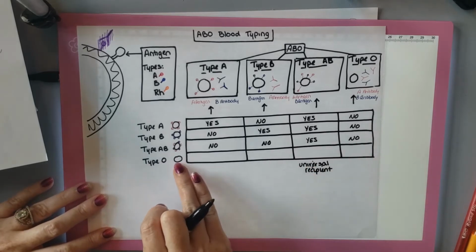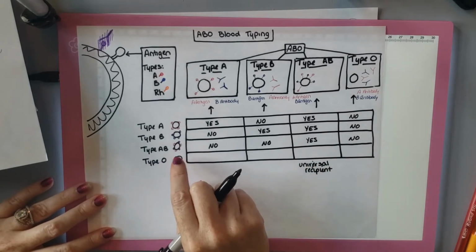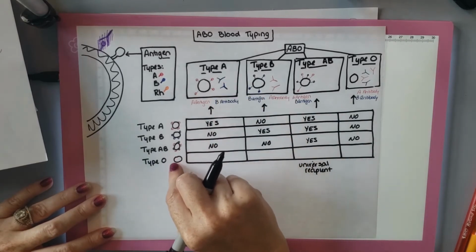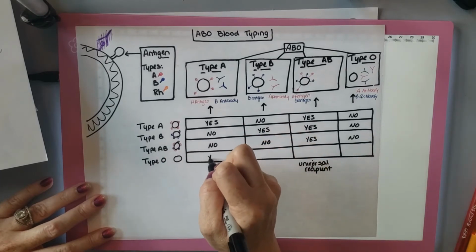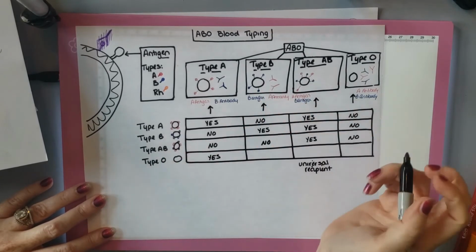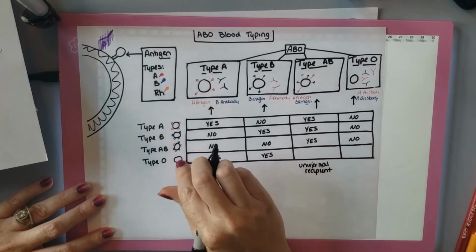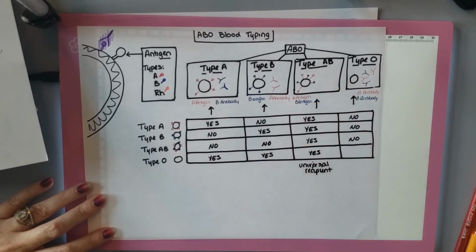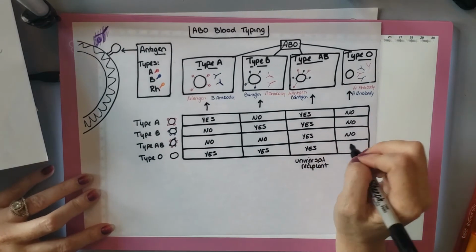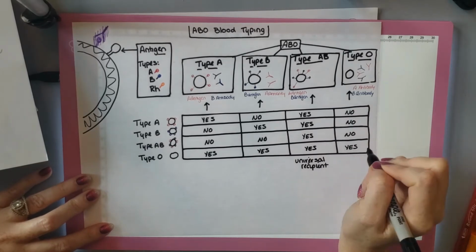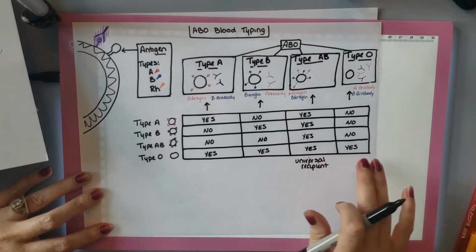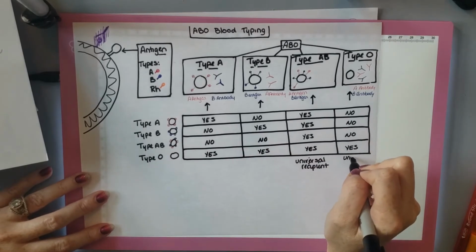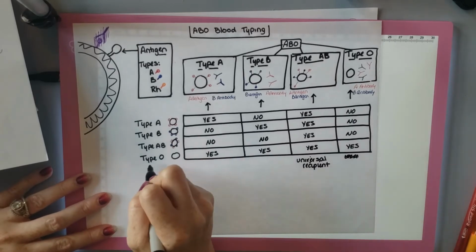So type O looks like this. Can we give this cell to here? I mean, it has those antibodies, but there's no antibodies on here, so sure. Can we give this one to here? Yes. Can we give this to here? Yes. Because it doesn't matter what antibodies they have. Type O has no antigens on it, so it doesn't matter. And this is a yes. So type O is a universal donor. I don't want to put it there because that's kind of confusing.